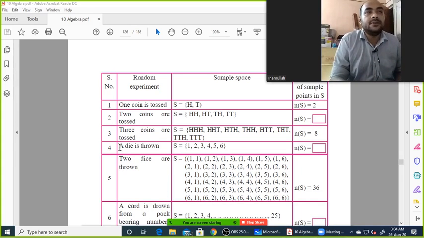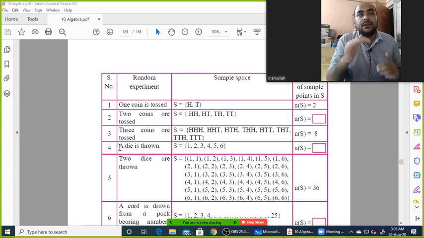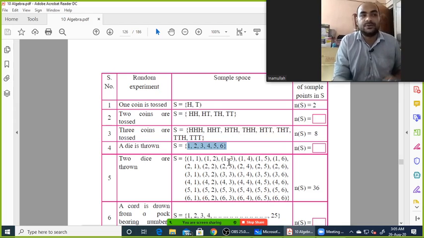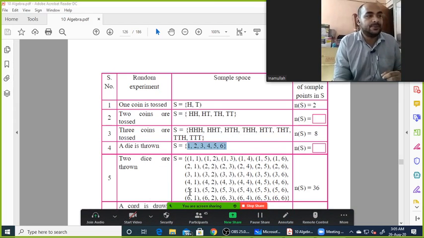Then next experiment we can do with the dice. If you have one unbiased die, and if you throw the dice, we know dice is a cube which has six surfaces, and each surface has one number from 1 to 6. So when you roll a dice, there are total six possibilities which may appear on the upper surface of the die, any number from 1 to 6. So these are possible outcomes which you may get. So total possibilities are six. That is called sample space also.